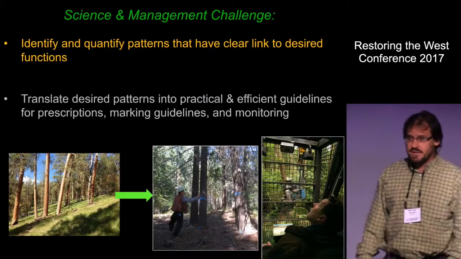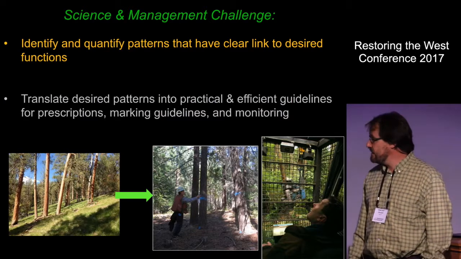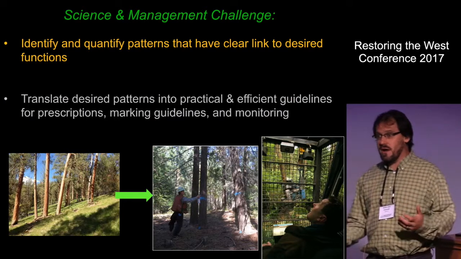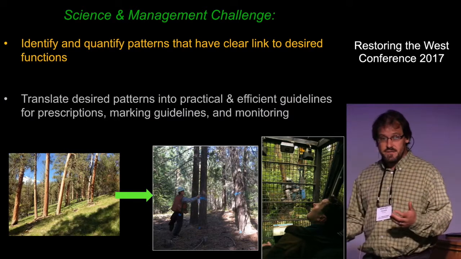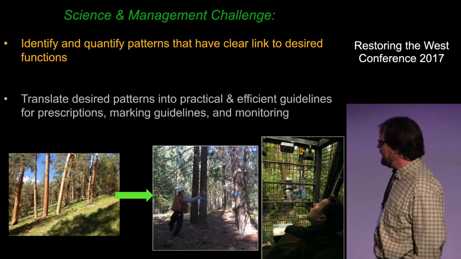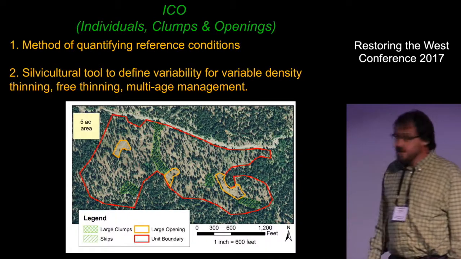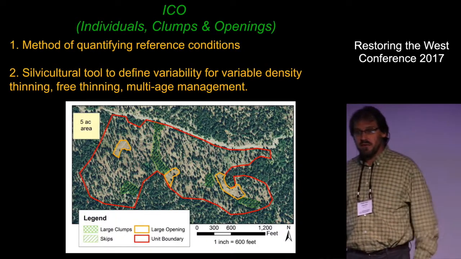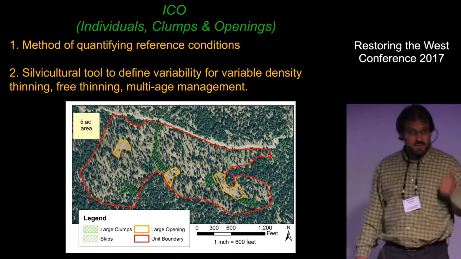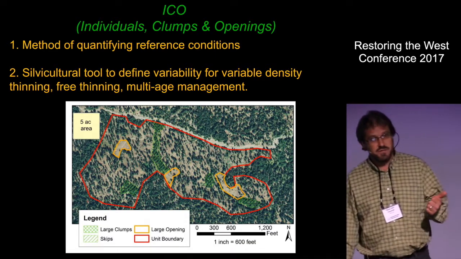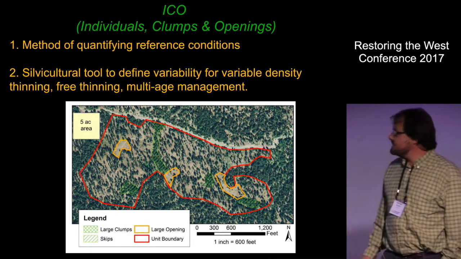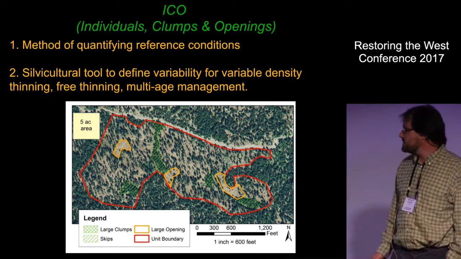these reference conditions, this real management challenge of, okay, we know pattern's important in our treatments. How do we quantify targets in such a way that we can implement them in a practical and efficient manner? And so we developed this tool called ICO, Individual Clumps and Openings, and it's two things. It's a method of quantifying reference conditions, and then number two, a way of translating those into targets for prescriptions.